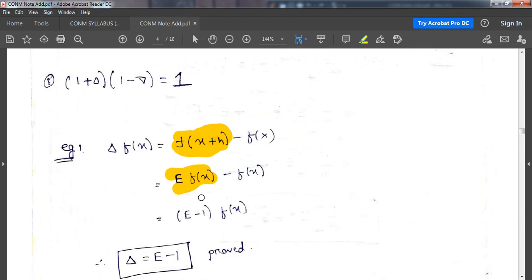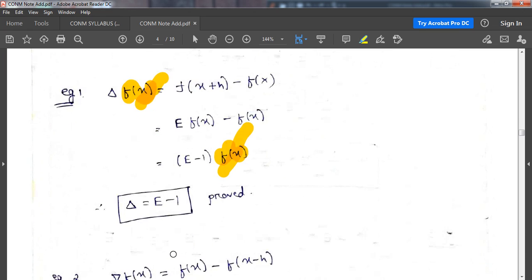Now from here we can take f of x as common. It is E minus 1. We have f of x over here and f of x over here. Just subtract them, and you get that equals E minus 1.